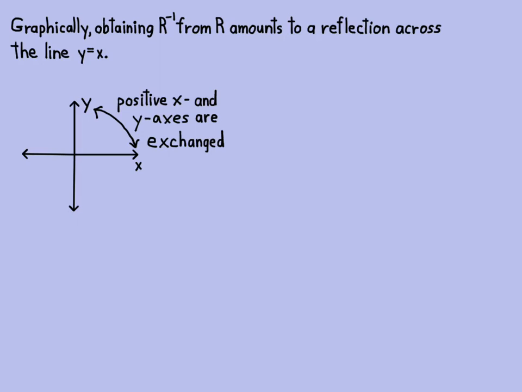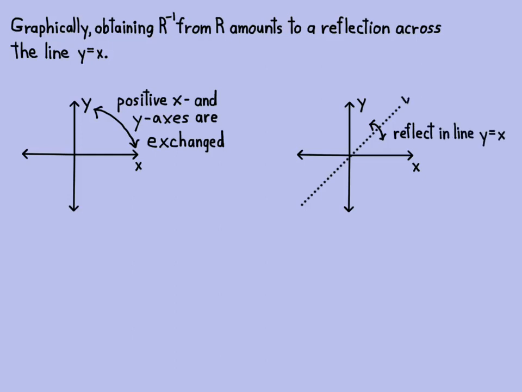across that line y equals x. That line right there. And that's how I remember it. The positive x-axis goes to the positive y-axis and vice versa. So that's got to be that flip there. And everything on that dotted line, y equals x, if there's any point of the graph on that line, it's fixed. In other words, it's the same for R and R inverse.